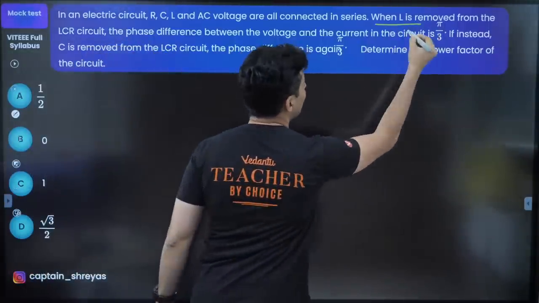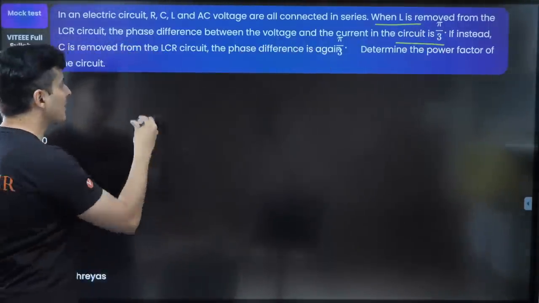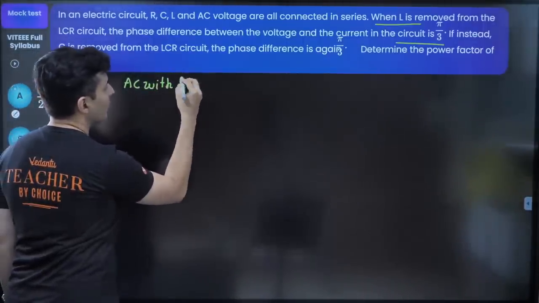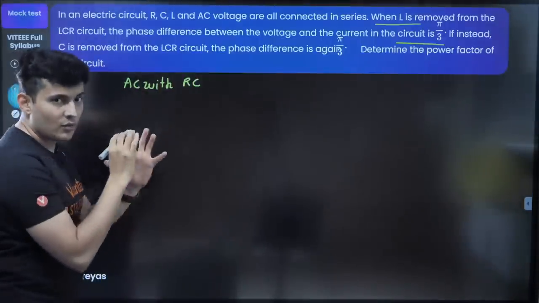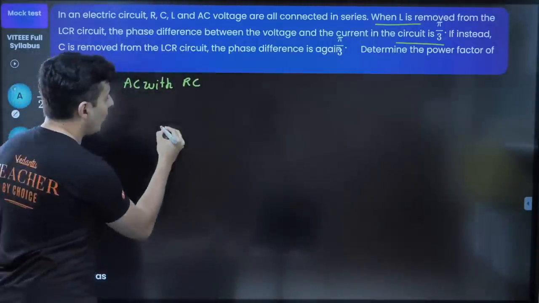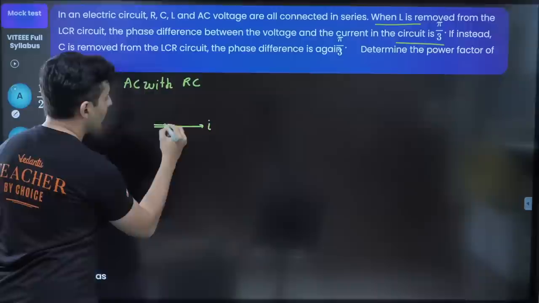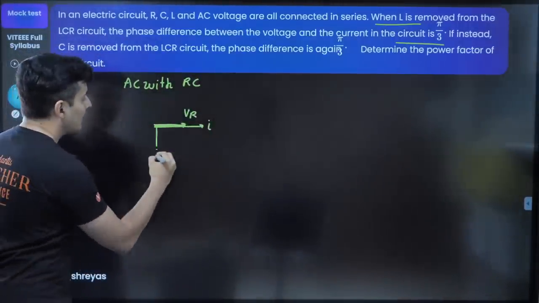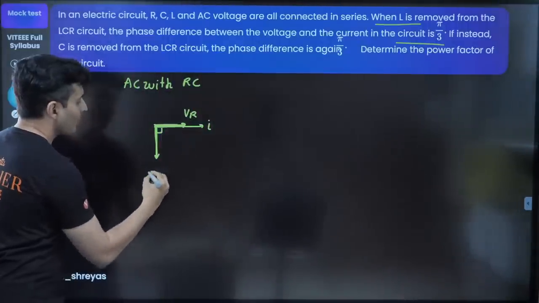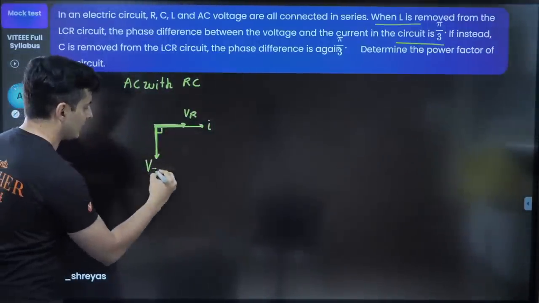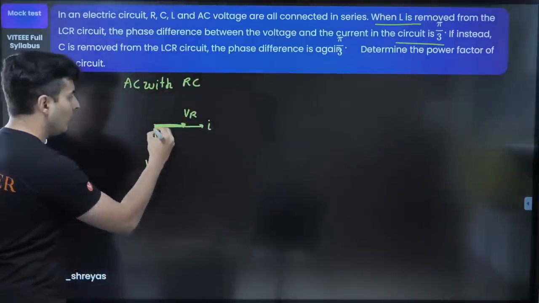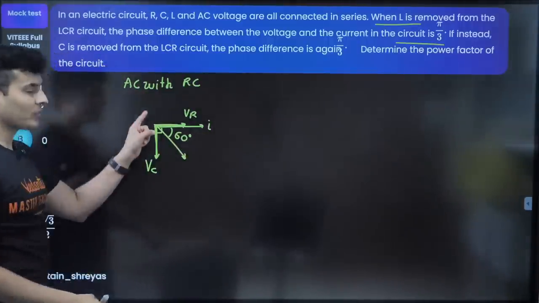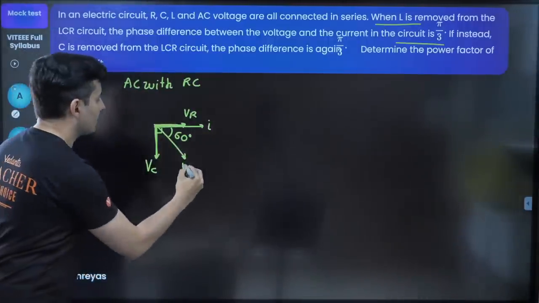For the first part, when L is removed, this is the phase difference. When L is removed, it is nothing but going to be an AC circuit with R and C. And if you remember, the voltage across the resistor is always in line with the current, whereas the voltage across the capacitor lags behind the current by 90 degrees for an RC circuit connected to AC. Now the resultant voltage makes an angle of pi by 3, which is nothing but 60 degrees. This is the first case. This is the net voltage.